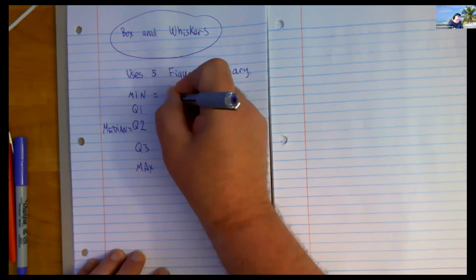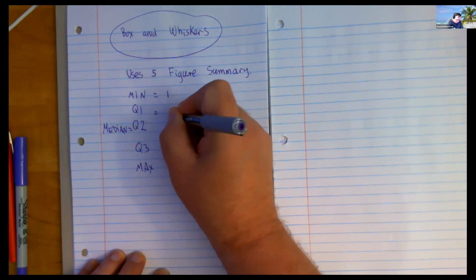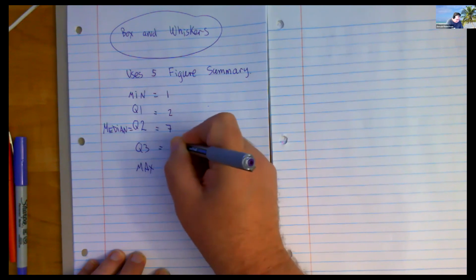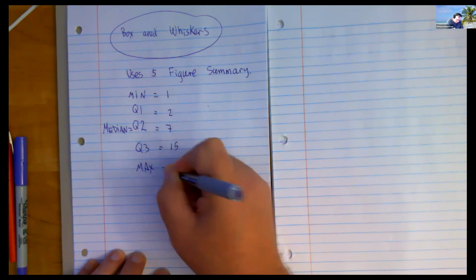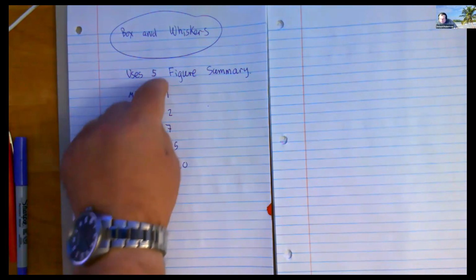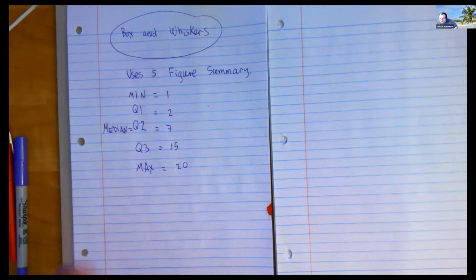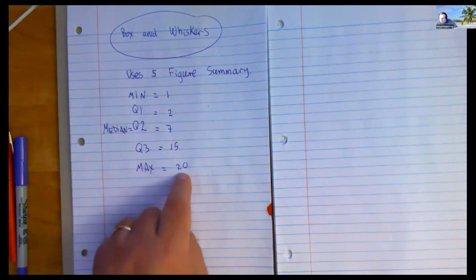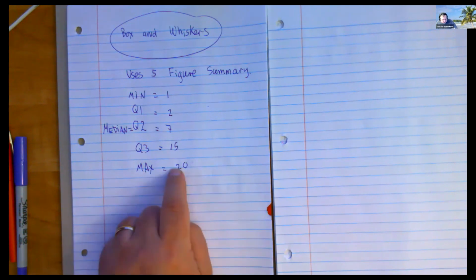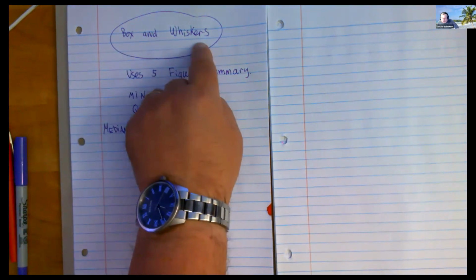The minimum was 1. That was 2, this was 7, that was 15, and this was 20, right? Remember that set of data we had earlier? This is called the 5-figure summary. On your calculator, these are the last 5 numbers that you'll see on your screen. So they're all there together in the order that you want. And this is going to create a Box and Whiskers diagram.